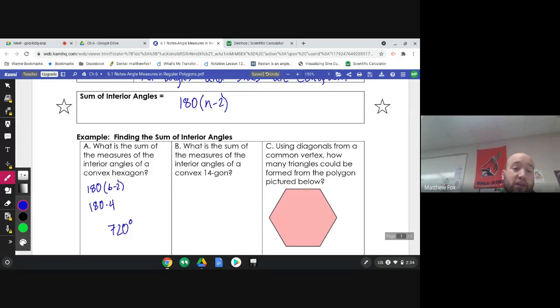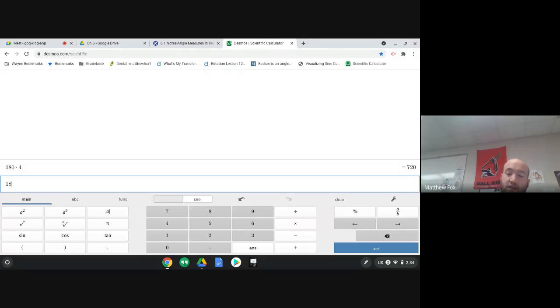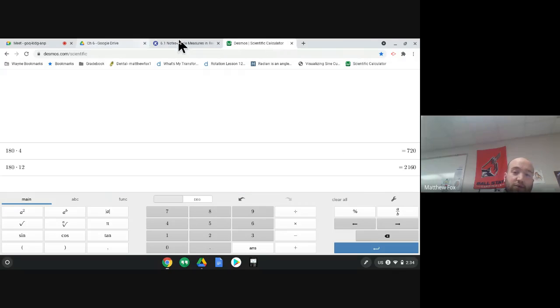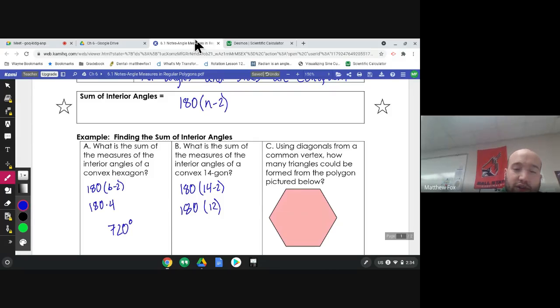Now, the next one, what is the sum of the measures of the interior angles of a convex 14-gon? If it's a 14-gon, that's a polygon with 14 sides. So same thing, 180 times whatever 14 minus 2 is, which in our case would be 180 times 12. Okay. Once again, I don't expect you to do this in your head. Just go 180 times 12. Hit enter. 2160 is what we get, or 2,160 degrees.